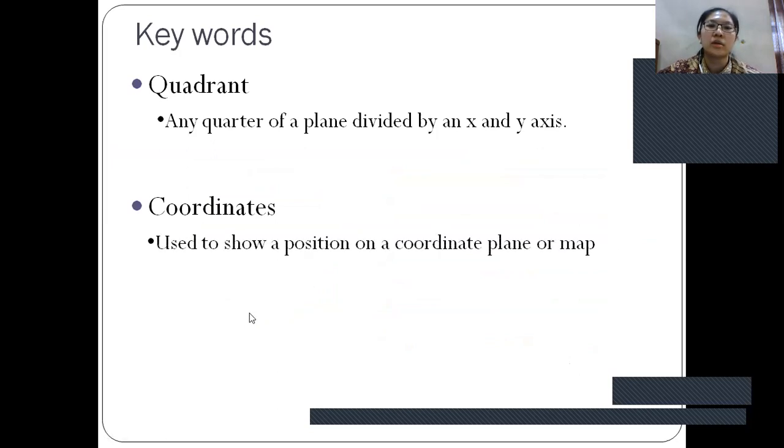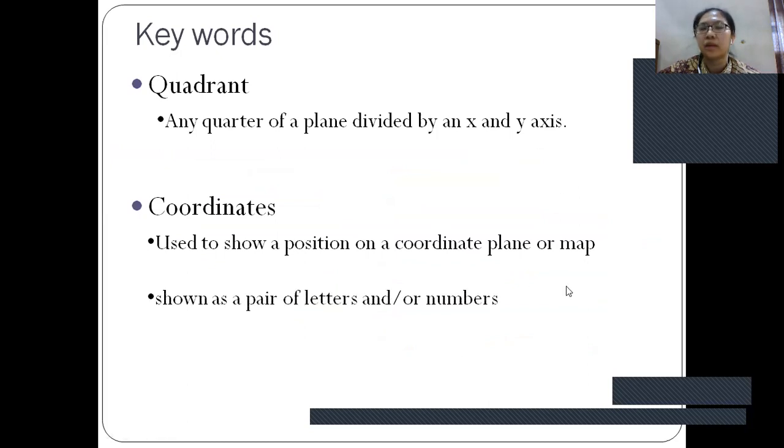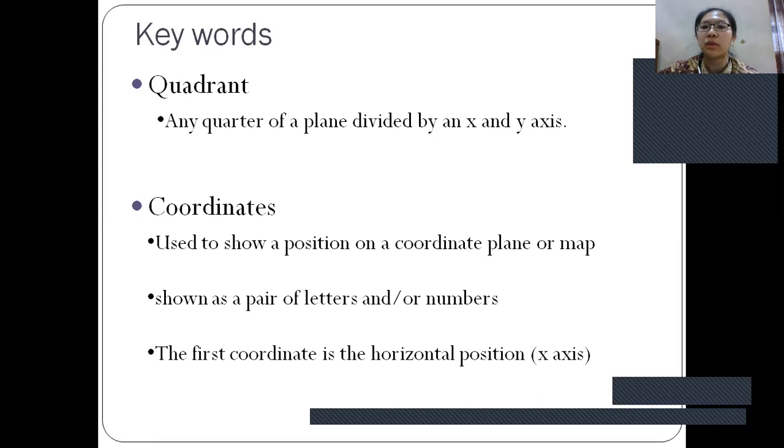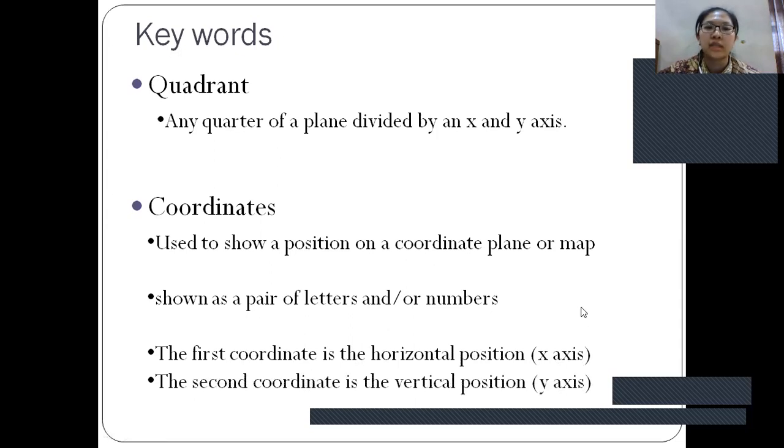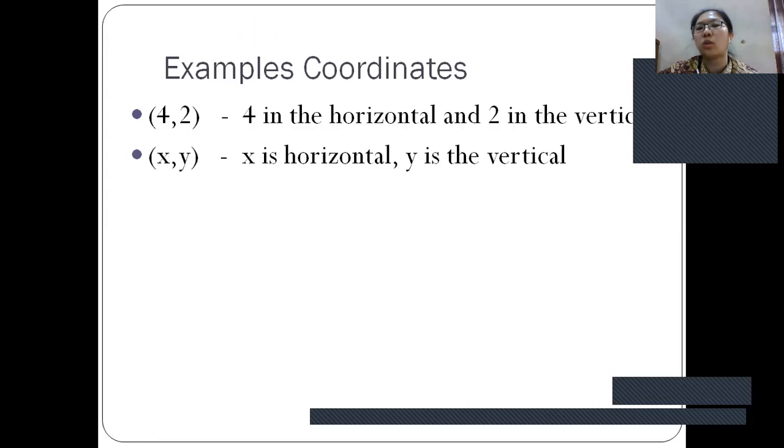So what is a coordinate? A coordinate is usually used to show a position on a coordinate plane or map, shown as a pair of letters or numbers. In this lesson, we will learn the coordinates written in numbers. The first coordinate must be the horizontal position, which is the x-axis. The second coordinate is the vertical position, which is the y-axis. If it is written (4, 2), it means 4 in the horizontal and 2 in the vertical. X is for horizontal, Y is for vertical.